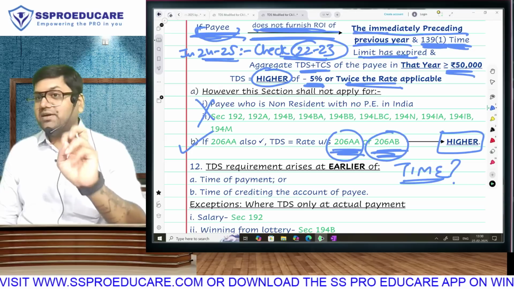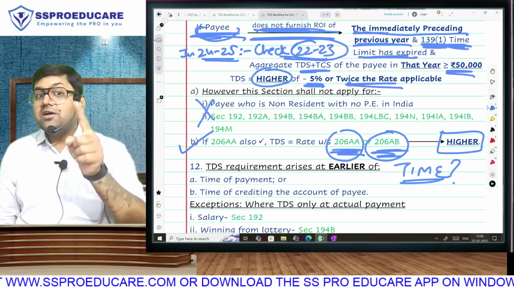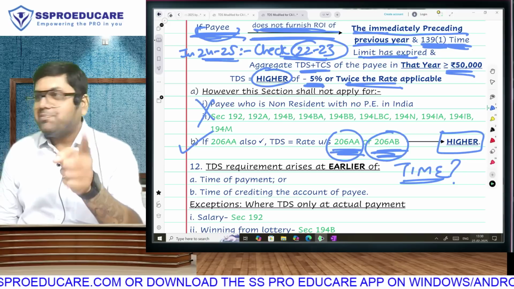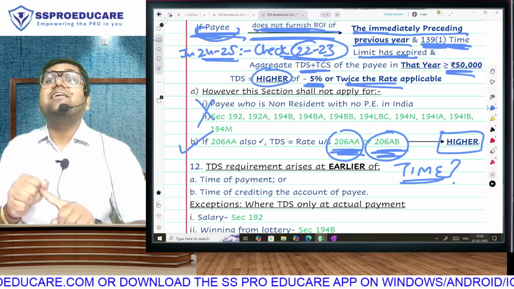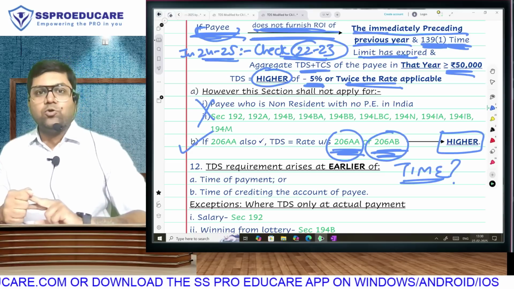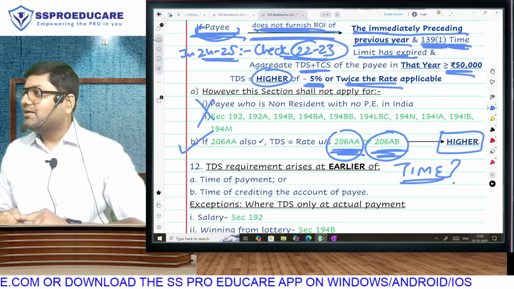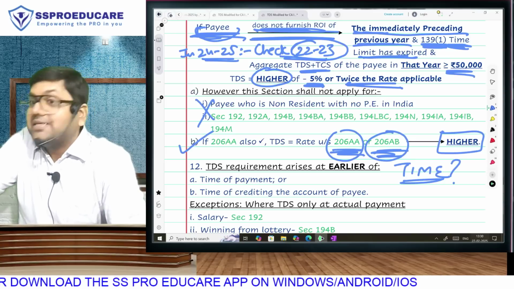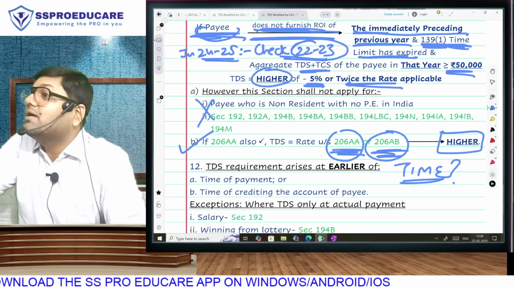That means there are two events that are taking place. One, I am crediting your ledger account, the recording of your bill, which can happen first or second. We call it crediting the account of the payee. And 2, the payment entry. When will TDS come? When I credit your account, that is ledger account, or when I make payment.